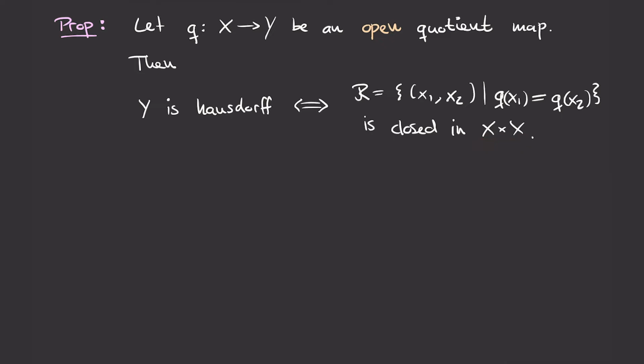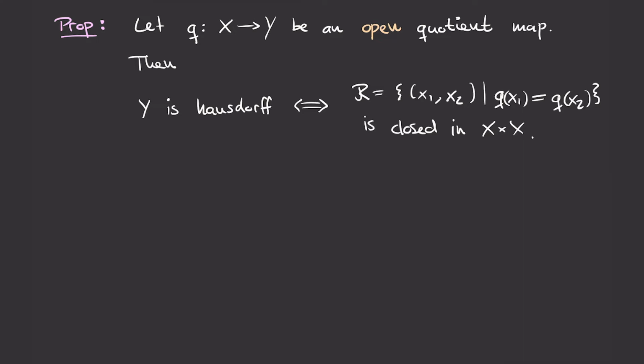What is this set R describing? Well, it's describing all the tuples x1, x2 that become identified under the quotient map Q. So this is all the tuples x1, x2 in the product X cross X, such that Q of x1 is equal to Q of x2. One way to think about this set is as a relation, and it relates 2 points in X precisely when they become identified by the quotient map Q.